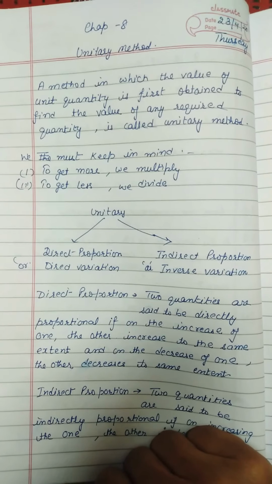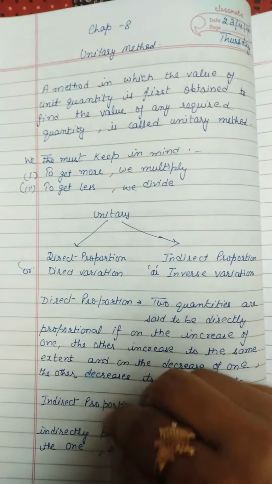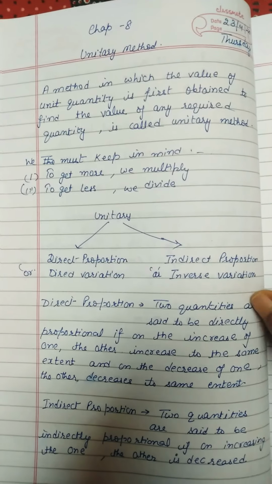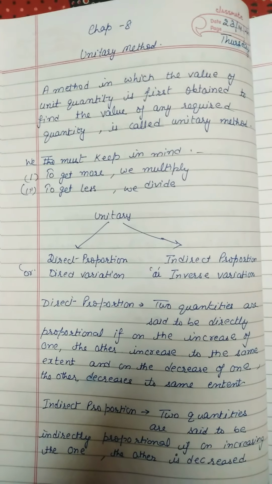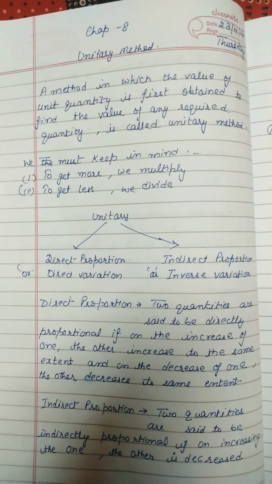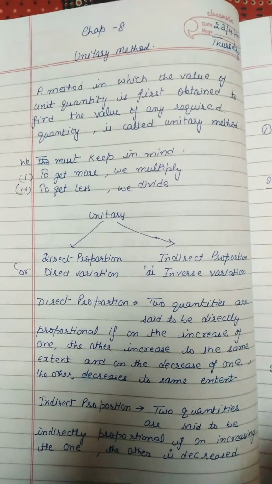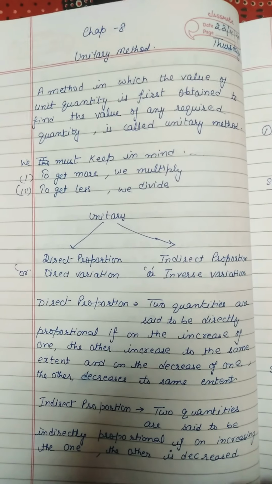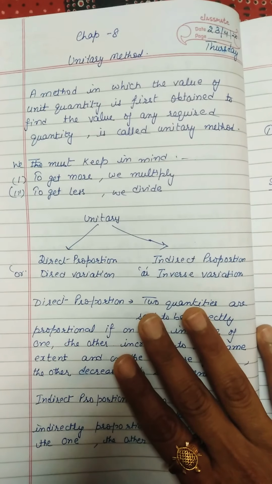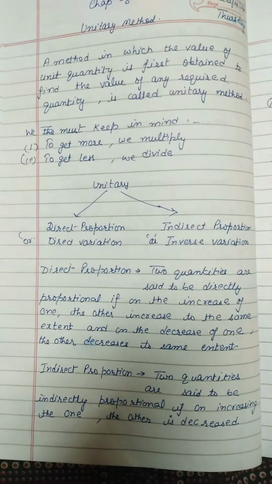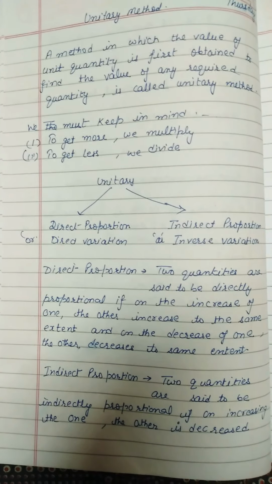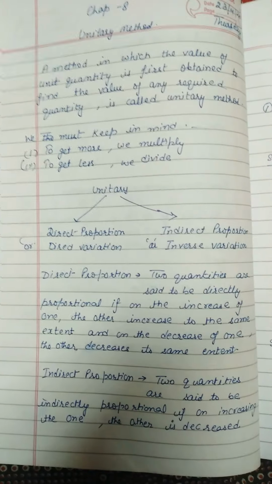Direct proportion means, suppose you want to buy one toffee and the cost price of one toffee is rupees 2. If you want to buy two toffees, the cost price of two toffees is 4. It means when you increase the amount you get more toffees, when you decrease the amount you get fewer toffees. This is called direct. Increment of one tends to increment of the other. Decrement of one tends to decrement of the other.